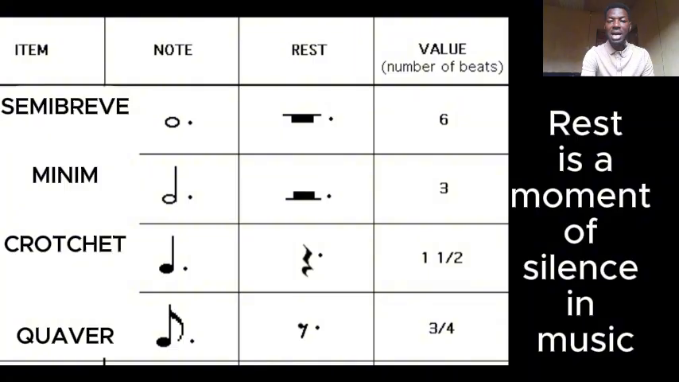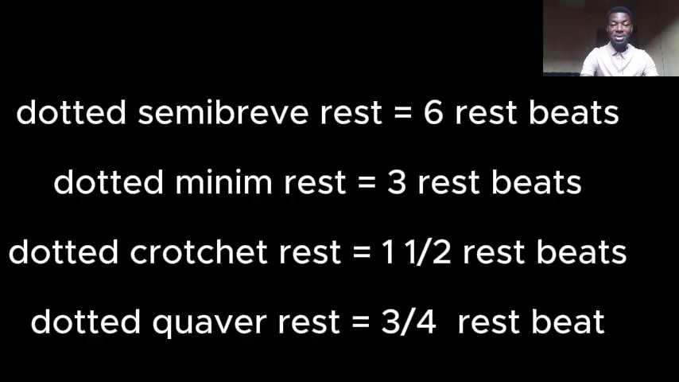Good. Now, if I add a dot to it, it becomes a dotted semibreve rest. Now, a dotted semibreve rest would have 6 beats, just like a dotted semibreve. It's the same calculation. Half of 4 is what? 2. Then 4 plus 2 gives us what? 6. Beautiful. They are very intelligent. Alright, so same way, a dotted minim rest will also have 3 rest beats. A dotted crotchet rest will also have what? 1.5 rest beats. Are we there?